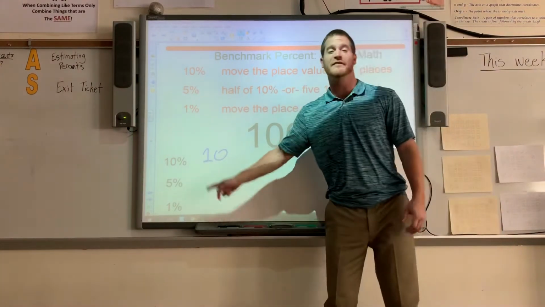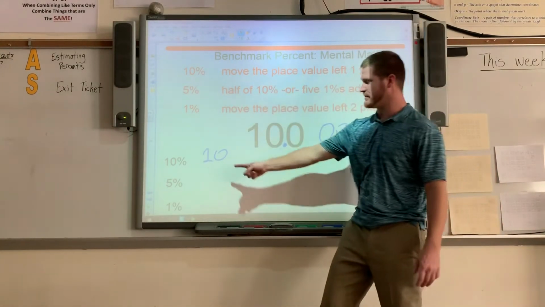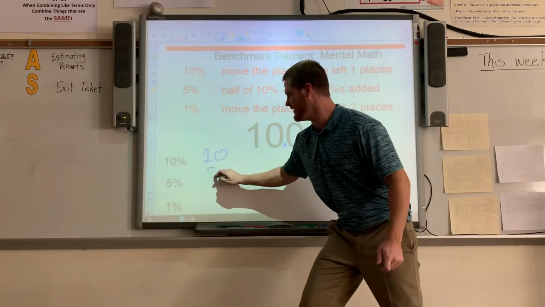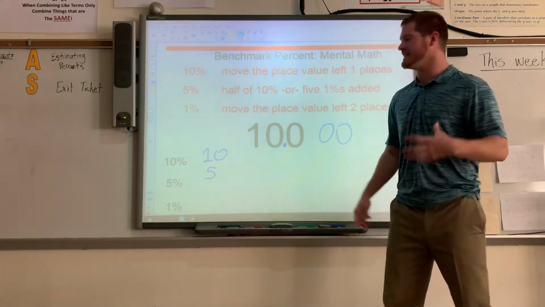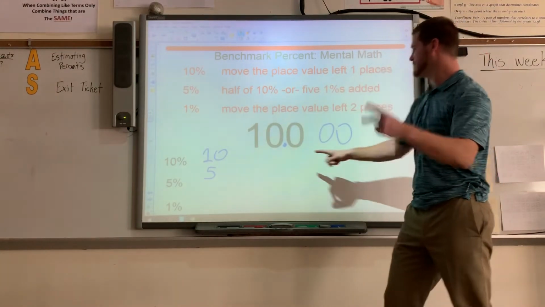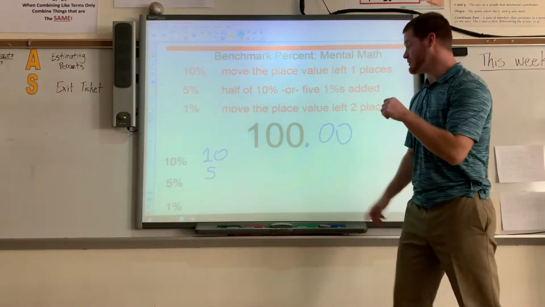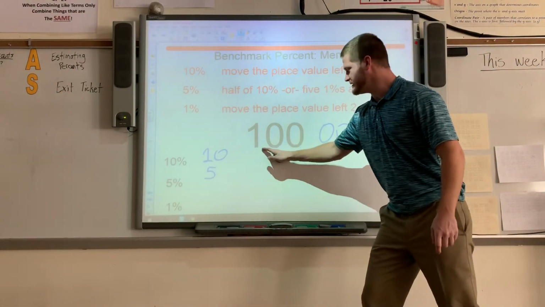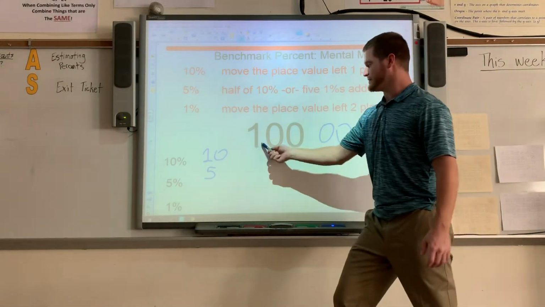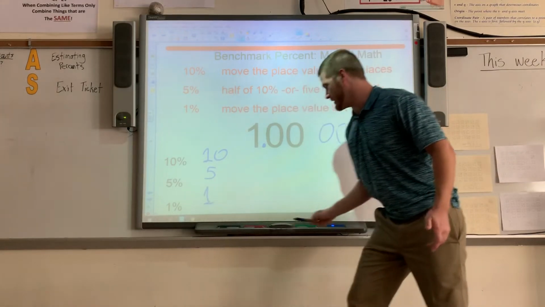Now, to find 5% of that, we take half of our 10%. What was our 10%? 10. And half of 10 gives us 5. That was easy. Last but not least, to find 1%, we move the value of the decimal 2 places. So again, our number was 100. Instead of moving it once, we're moving it twice. So it's 1, 2. So now we have 1.00. Doesn't matter how many zeros are at the end. What matters is right here, 1.0, which is just 1.